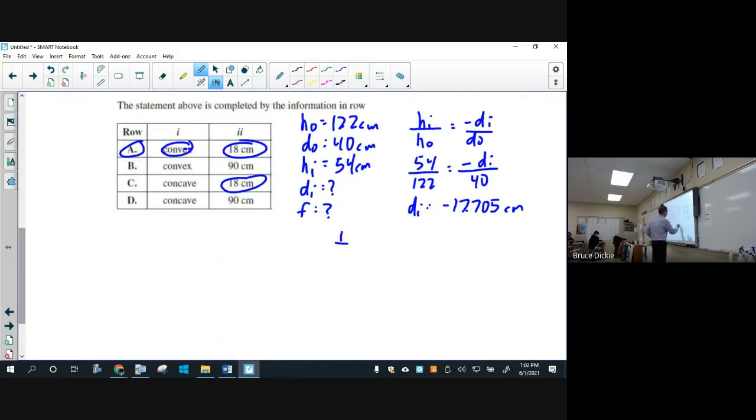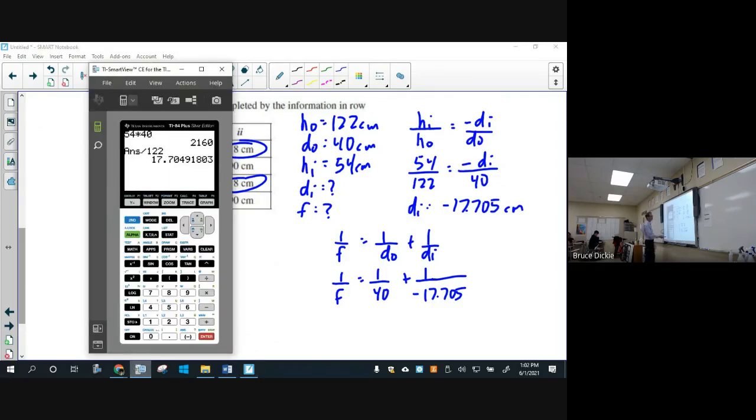Just solve for F. 1 over F is equal to 1 over DO plus 1 over DI. 1 over F is equal to 1 over 40 plus 1 over negative 17.705. Now, we should get a negative F, right? A negative focal point telling us that it is a convex mirror or diverging mirror. Remember, convex is diverging for mirrors. Convex is converging for lenses. Remember the difference there. Man, all these little things to remember here.